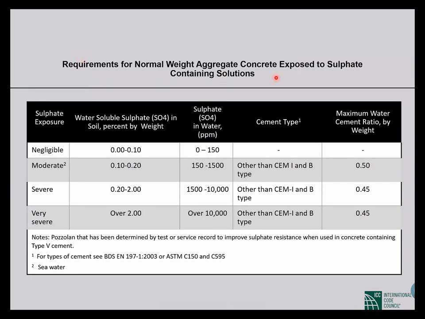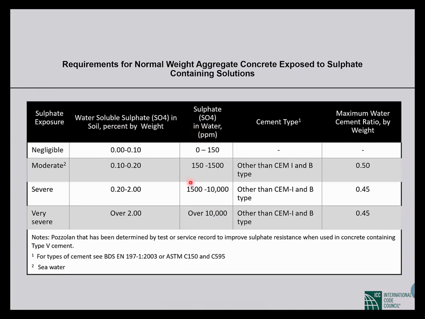Then, requirements for normal weight aggregate concrete exposed to sulfate containing solutions. So when there is a chance of sulfate attack, what are the requirements? How do you define sulfate exposure? Negligible, moderate, severe, very severe. Water soluble sulfate in soil, percent by weight. So in soil, if the amount of water soluble sulfate is in this range, then we call it severe, or in this range, then we call it moderate. And in water also, this is in soil and this is in water.